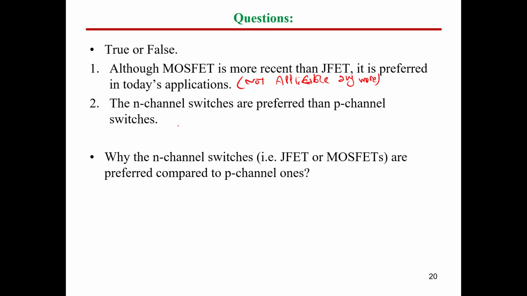So this is a very general question, guys. N-channel switches are preferred more than P-channel. This is correct, and this is why: we mentioned that the electron speed is much higher than the hole speed, and this makes the drain to source resistance much lower in the case of the N channel compared to the P channel, in MOSFETs or JFET or all of these applications. So yeah, this is right. The N channel switches are preferred over the P channel switches.